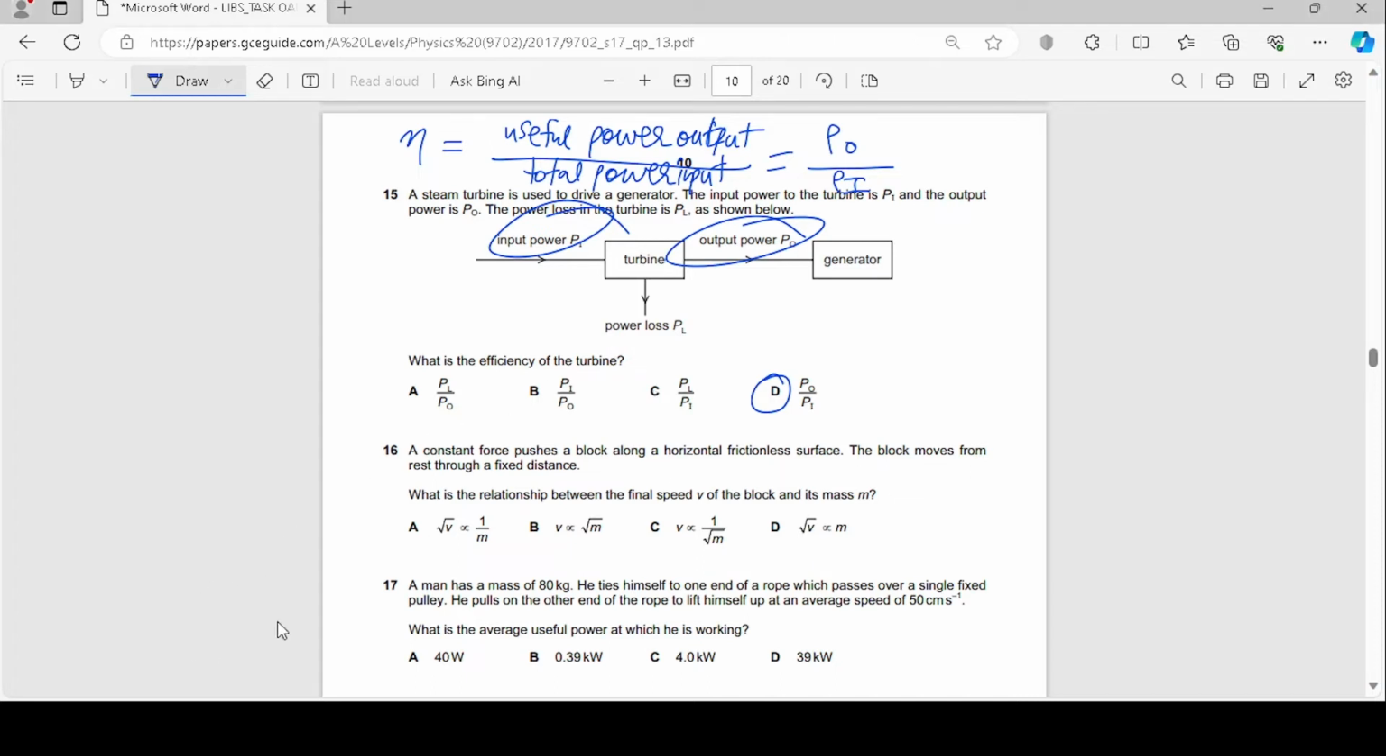So question 16. A constant force pushes a block along a horizontal frictionless surface.